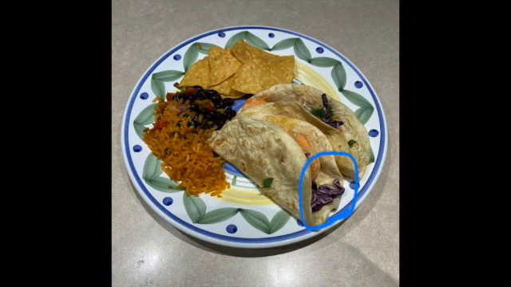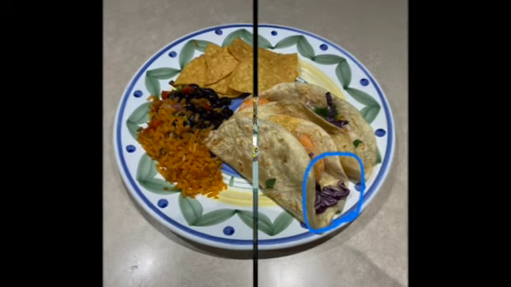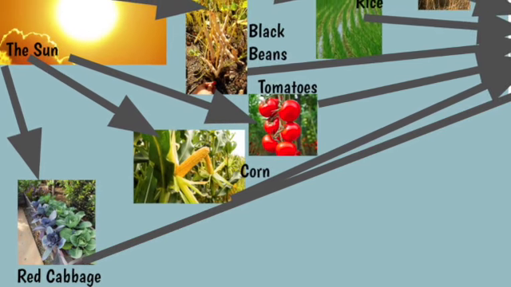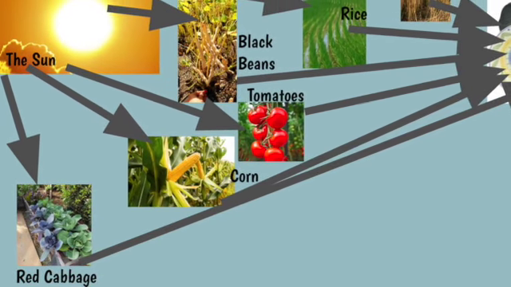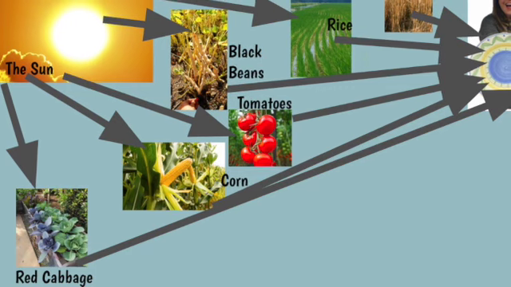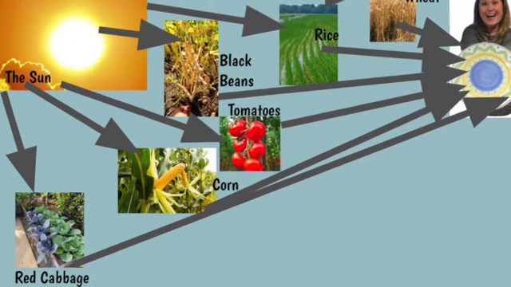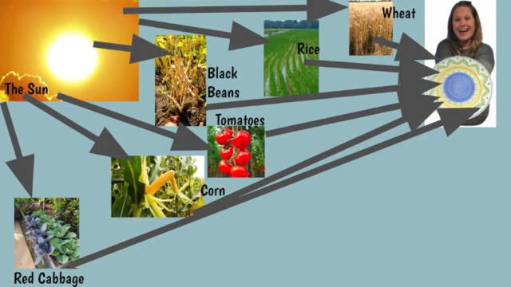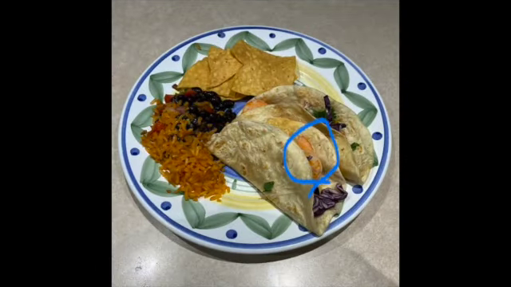Let's check out that red cabbage now. That red cabbage is another producer that gets its energy from the sun that's transferred to me when I eat the red cabbage. So far, all of my foods have been producers. So we're going to go ahead and check out another food that is actually a consumer. Let's look at that shrimp now.